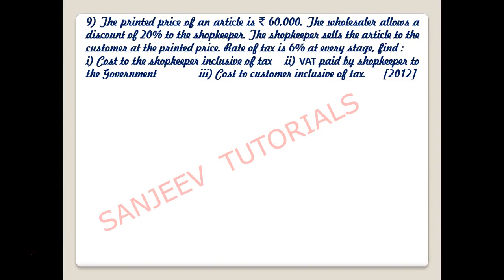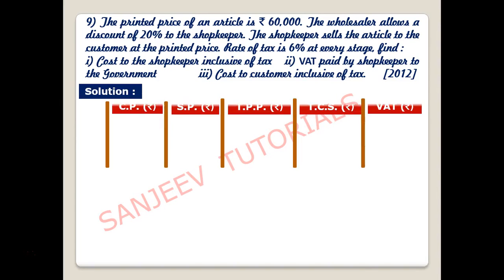VAT paid by shopkeeper to the government. And the last part is cost to customer inclusive of tax. This is board examination sum 2012. First step, I prepare a table. The printed price of the article is rupees 60,000.